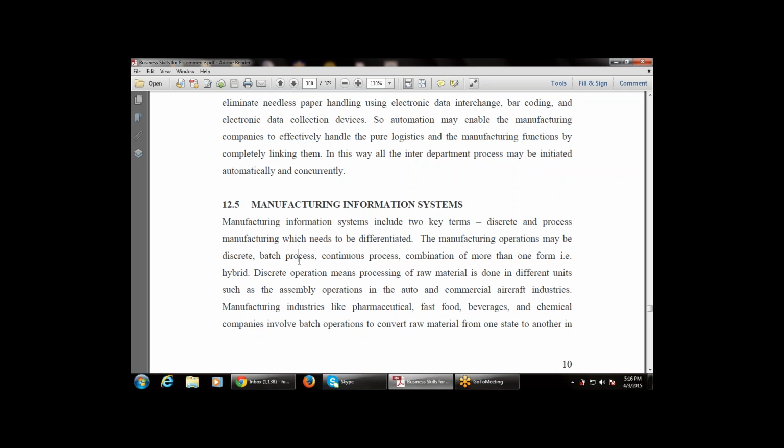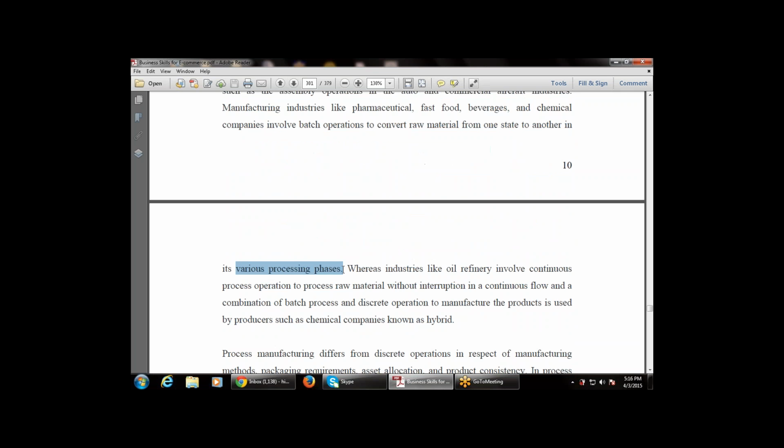That is, converting the raw material from one state to another in various batch operations, which can be done in the manufacturing information system and its various processing phases. Whereas industries like oil refineries involve continuous process operation, processing raw material without interruption in a continuous flow, and a combination of batch process and discrete operation. So the manufacturing industry may include a batch process, continuous process, or a combination of all these processes.